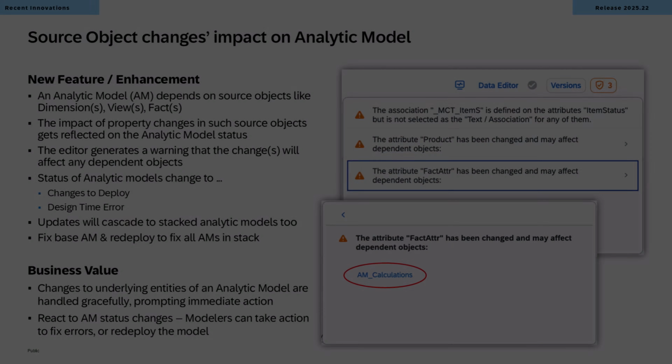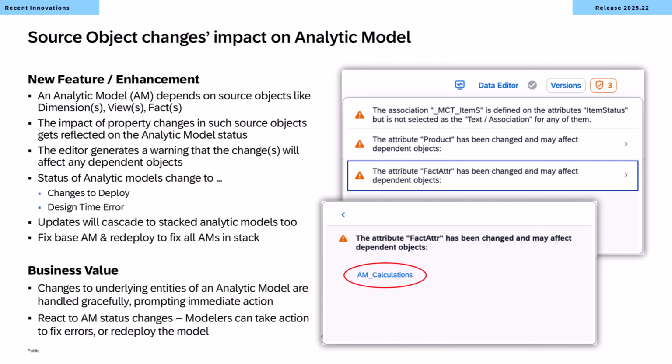So this feature deals with what happens when the properties of entities that are part of an analytic model change. We all know that an analytic model depends on source objects like dimensions, views, and facts. When the properties of such source objects change, its impact gets reflected on the analytic model status. The business value here is very relevant to data modelers. Such changes to the underlying entities of an analytic model are handled gracefully in this case, and this helps them react very quickly so that modelers can take action to fix errors and redeploy the model.